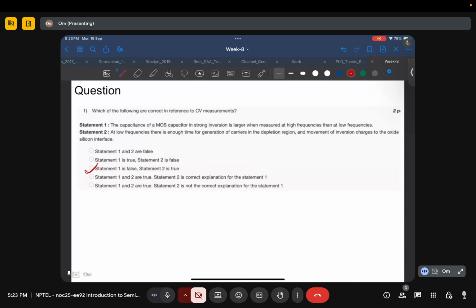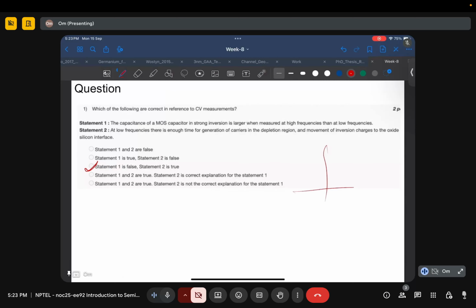Statement 1 is false as statement 2 is true. So if you remember the CV curve, this is in low frequency, this is in high frequency, this is the inversion. So the capacitance in strong inversion is larger when measured at low frequency. So statement 1 is false. At low frequency, there is enough time for generation of carriers in the depletion region, movement of inverter charges to the oxide silicon interface. This is true.